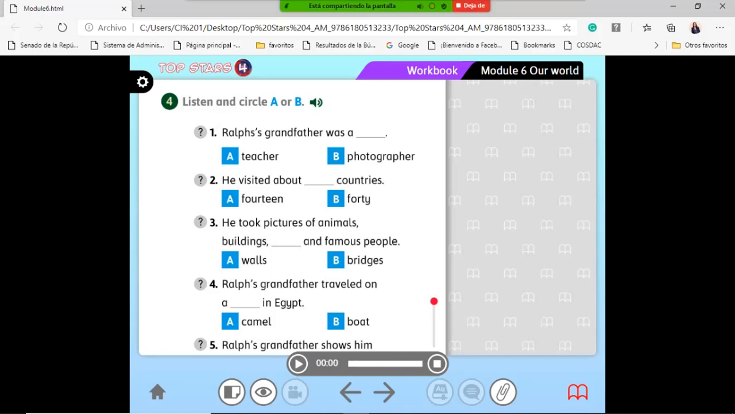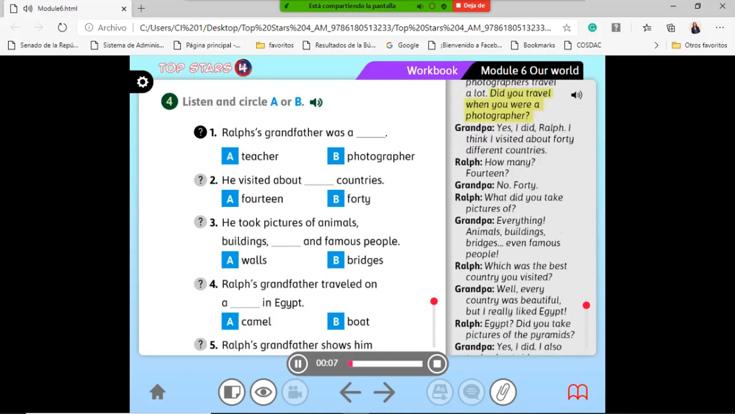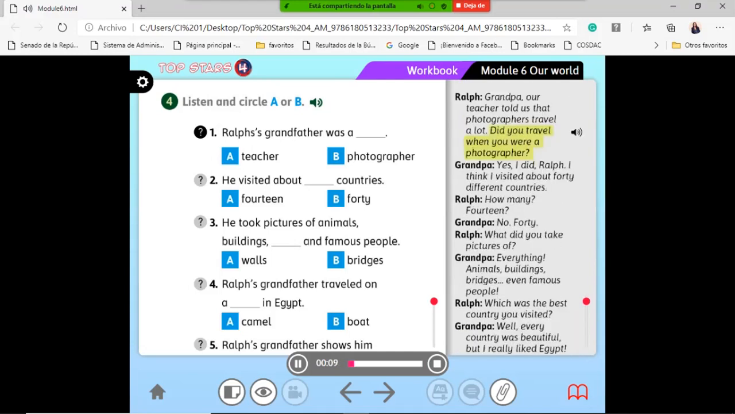Okay, we're going to check this audio with the correct answers. Please follow along in the Workbook. Please follow along in the lecture. Module 6, Our World. 4. Listen and circle A or B.